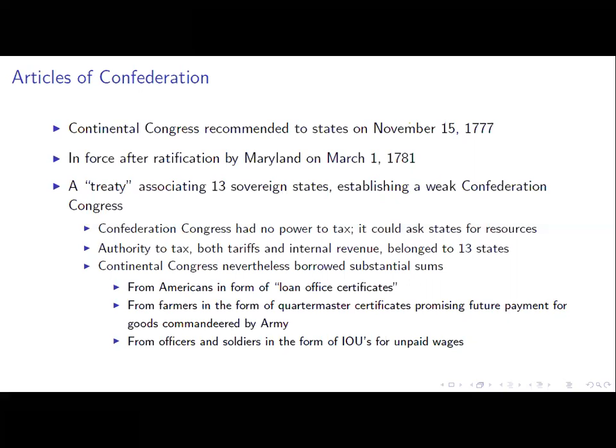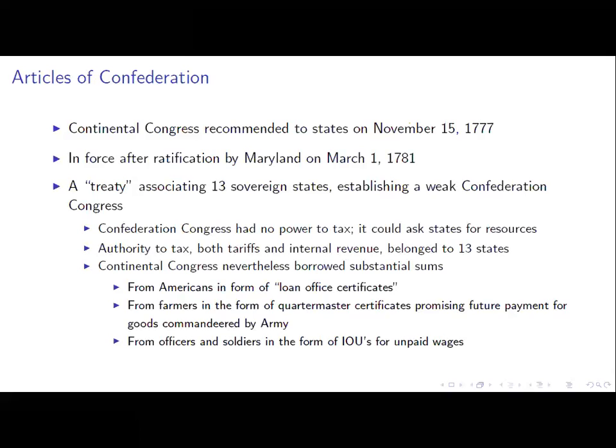So it was originally written in 1777, and it took a while for it to be adopted, and it went into force in 1781. So essentially at the end of the war. The fighting ends in 1781 at Yorktown, and the United States is governed by these Articles of Confederation. It's essentially a treaty, a way to think about it, associating 13 sovereign states with a very weak central government. And what's going to be key when we look at it is the Confederation government has no power to tax. It can only ask the states for contributions.